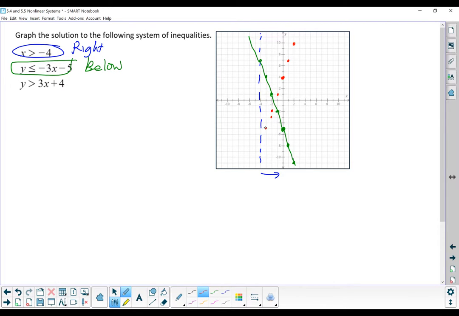Okay, and for that one, it's y is less than, so it's going to be below. And then our last line, y is greater than 3x plus 4. Here's our intercept, and our slope is positive 3. And that one is also a dashed line. And for that one, we're going to shade above, because y is greater than. So above the red line, below the green line, and to the right of the blue line. This one is a bounded region.